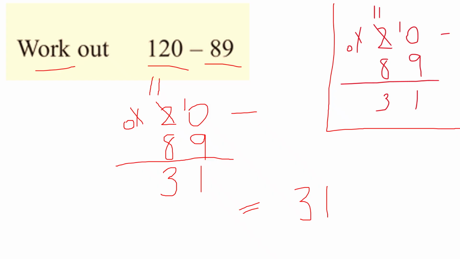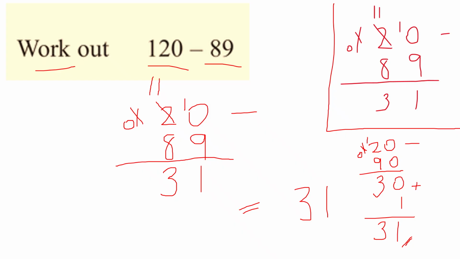If you find that a bit too challenging or tricky, you can always do 120 subtract 90 instead, and then add 1 at the end, if that helps. So 0 minus 0 makes 0. 2 minus 9, I can't do, so I need to borrow. Now I've got 12 take away 9 will be 3, and then I can add on 1 at the end, because taking away 89 is the same as taking away 90 and then adding 1. So 30 add 1 is 31.